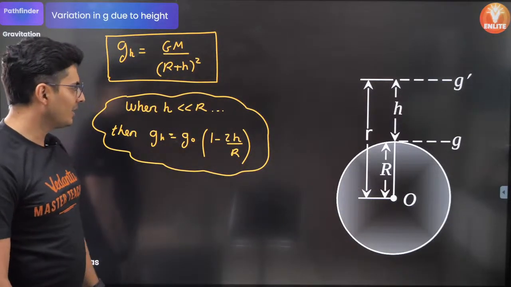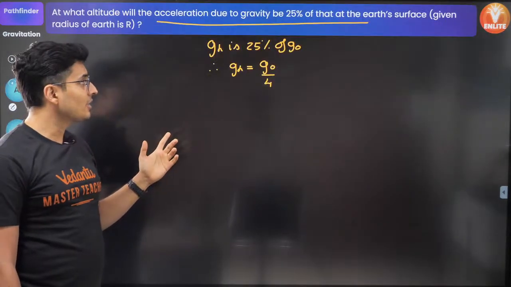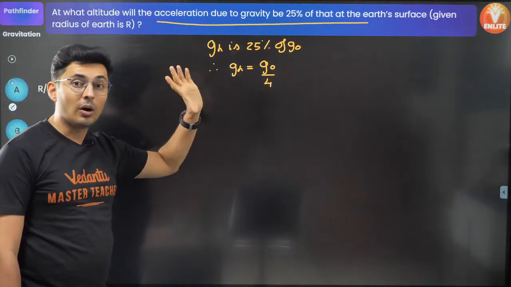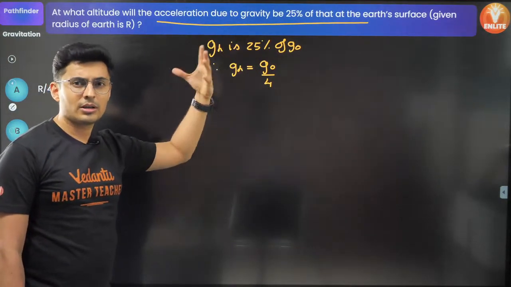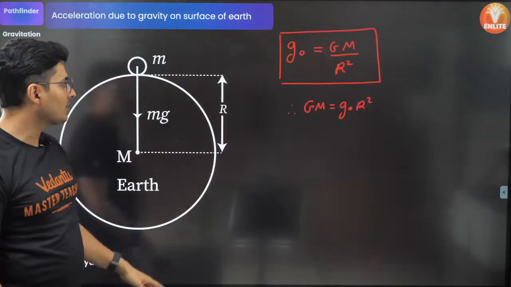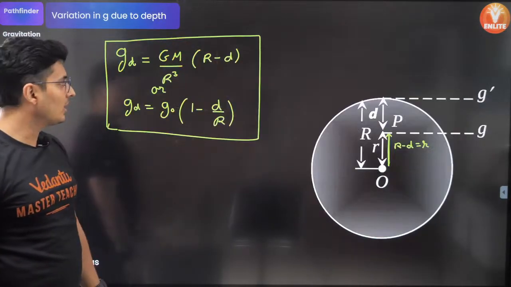I don't know. Let's figure it out. You should know which formula to use. See guys, gravity has changed by 25%. It has come down. It's a lot of change. That change only happens when the height is a lot or too much. So you cannot use the approximate formula. This is not allowed. You have to use this. So let's stick with that formula.